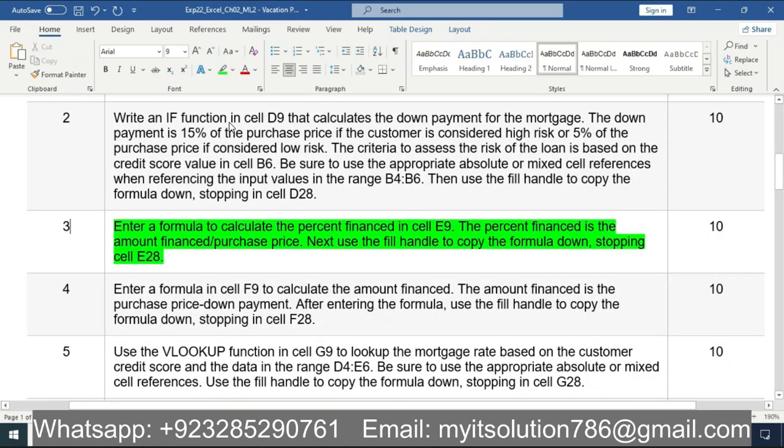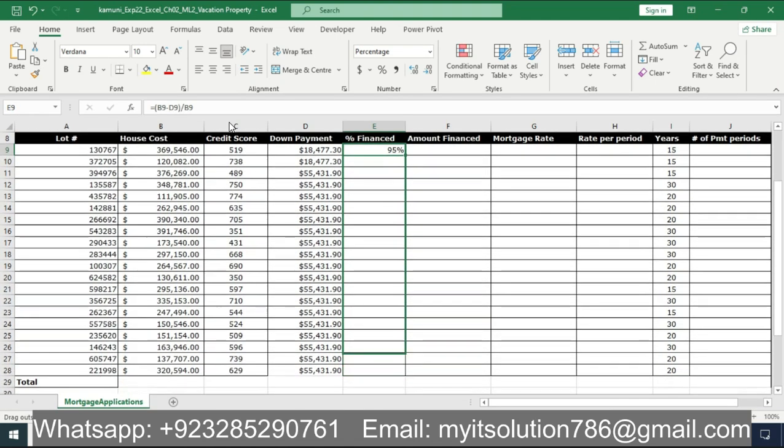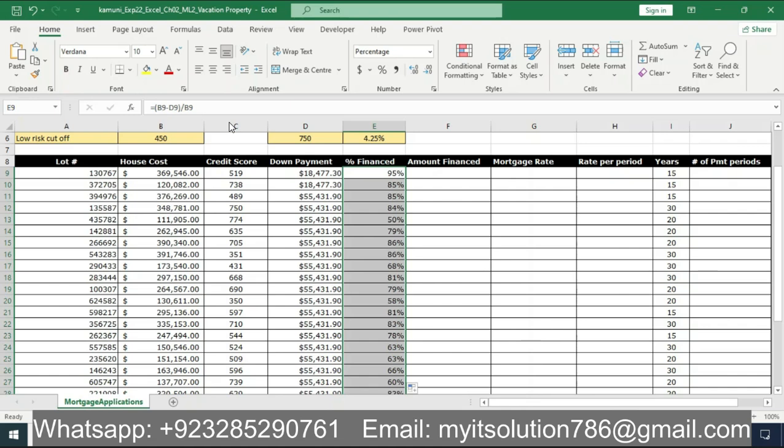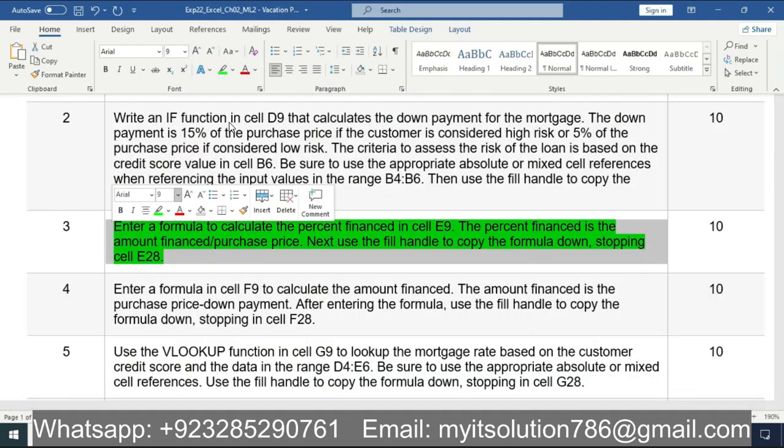It is also saying that next use the fill handle to copy the formula down, stopping in cell E28. So copy the formula down to E28. Here is the result that we need in this step. I have completed the 3 steps of this assignment.